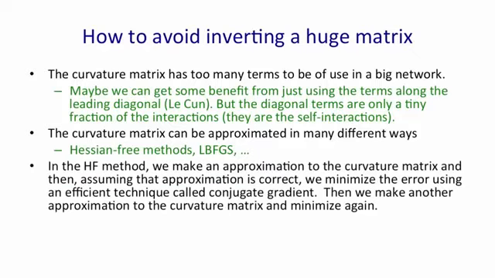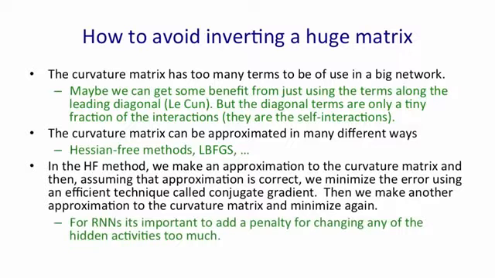In the Hessian-Free method, we make an approximation to the curvature matrix, and then we assume that the approximation is correct. So we assume we know what the curvature is, and that the error surface really is quadratic. And then, starting from wherever we are now, we minimize the error using an efficient technique called conjugate gradient. Once we've got close to a minimum on this approximation to the curvature, we then make another approximation to the curvature matrix, and we use conjugate gradient to minimize again.